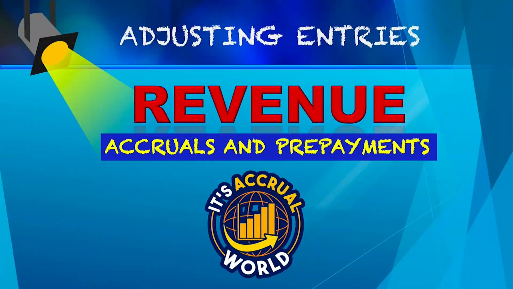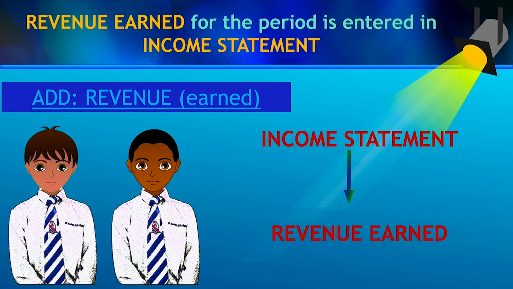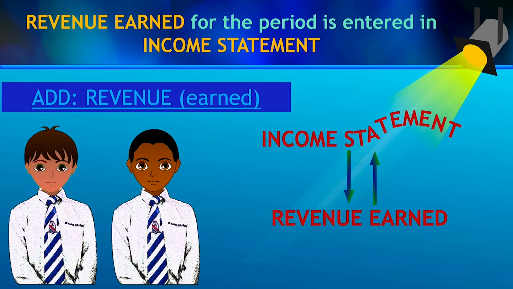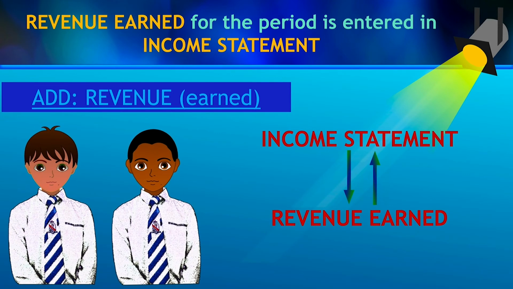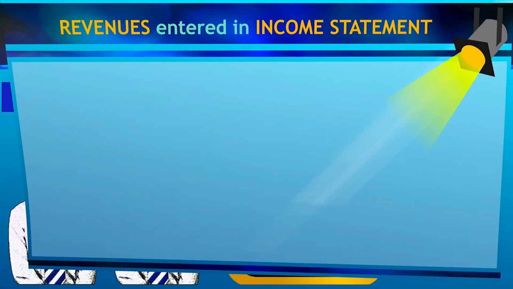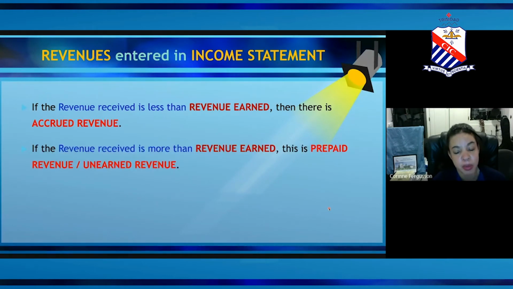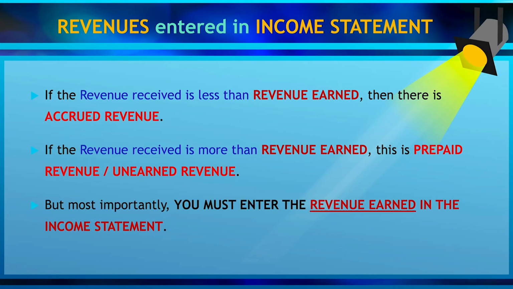All right, so we're going on to the revenue. And it is the revenue earned. So like the expense was the expense incurred, this is the revenue earned. Emphasis again. Hope you got it. And it's the same as the expenses. Revenue received may be less than the revenue earned, and then you have an accrual, or it may be more than the revenue earned and you will have a prepayment. But the most important thing is that what goes into the income statement is the revenue earned.